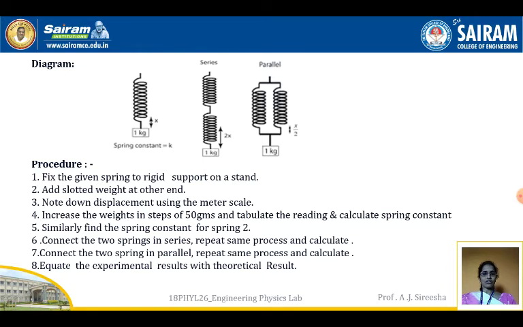Similarly, find the spring constant for spring 2 using the same procedure. Connect the two springs in series, repeat the same process and calculate the effective spring constant. Next, connect the two springs in parallel, repeat the same process and calculate the spring constant. Equate the experimental results with the theoretical results.